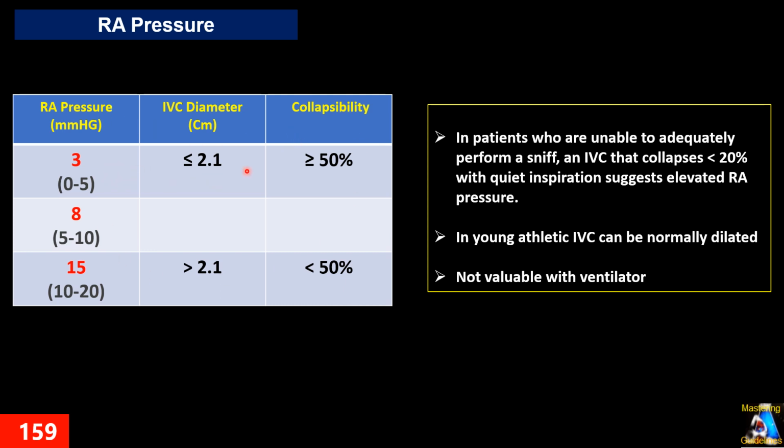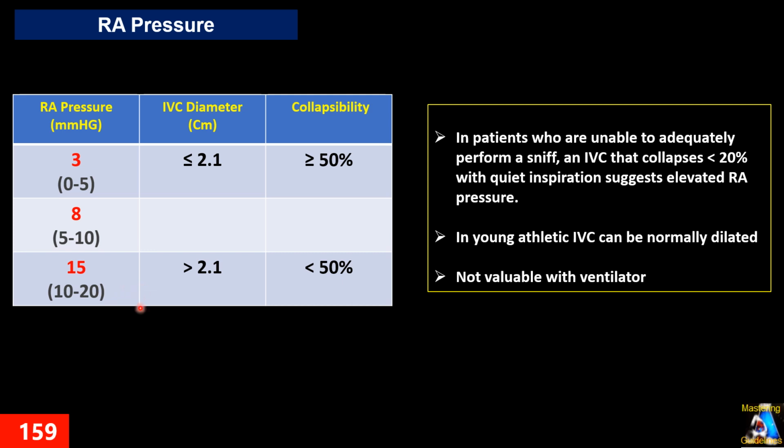First, in those situations where the IVC is equal to or less than 2.1 centimeter and IVC collapsibility is over 50%, the right atrial pressure will be normal, around 3 mmHg. It can be from 0 to 5, still in the normal category.